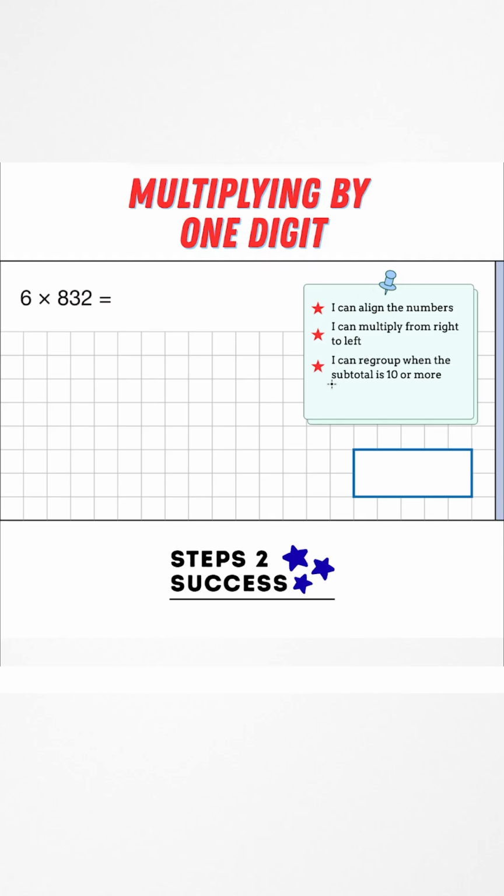Now this is a very common set of 3 success criteria for calculations, and that's because they are the very important things that we need to make sure we do correctly in order to not make mistakes.